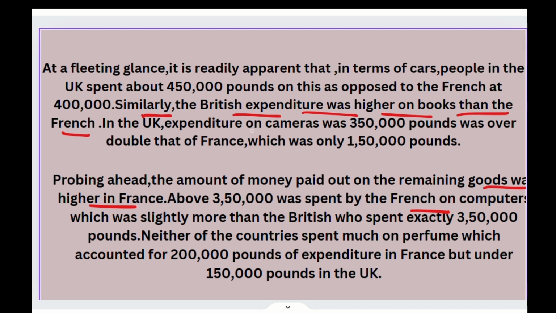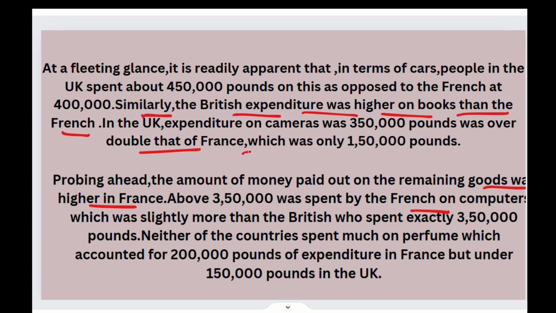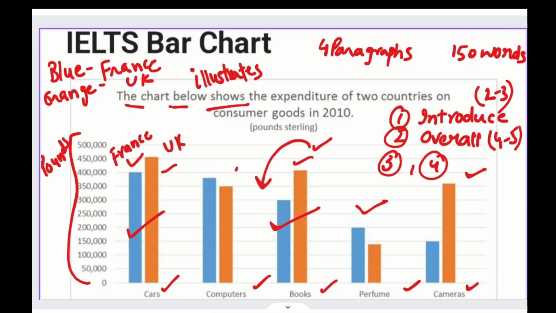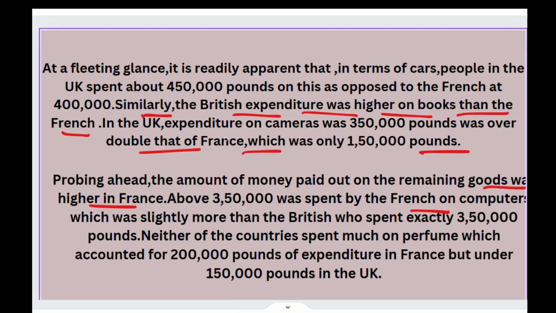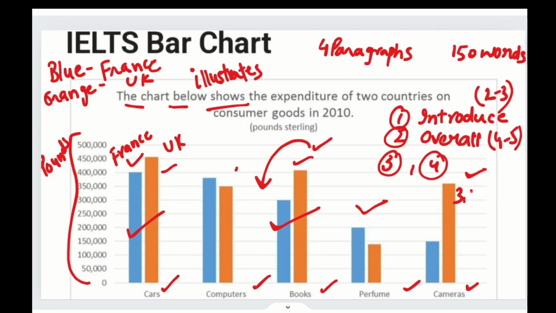Then the UK's expenditure on cameras was £350,000, which was over double that of France, which was only £150,000. Now in the cameras category, UK expenditure was 350,000 and France expenditure was 150,000, which was nearly double. So we have also discussed this camera category. Now we will discuss the other two categories in the next paragraph.